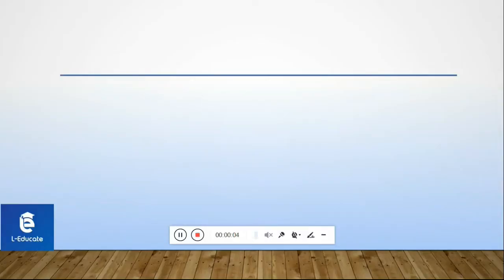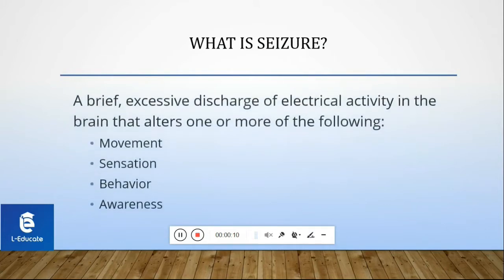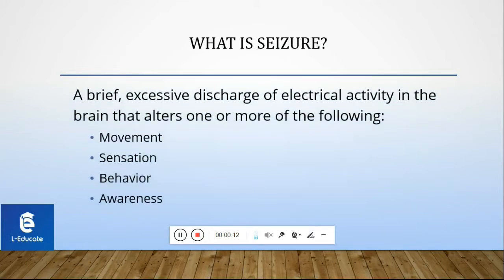So what then is a seizure? A seizure is an excessive discharge of electrical activity in the brain of the affected person. Whenever there is an excessive discharge of electrical activity, it will eventually lead to abnormal movement, abnormal sensation, abnormal behavior, and impaired awareness in the affected person.